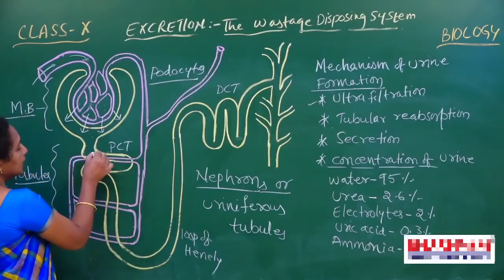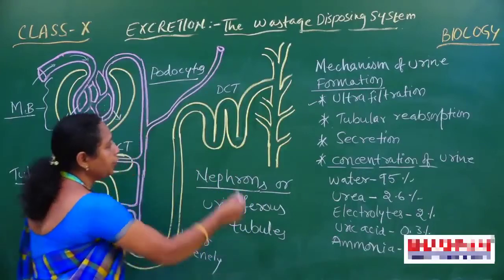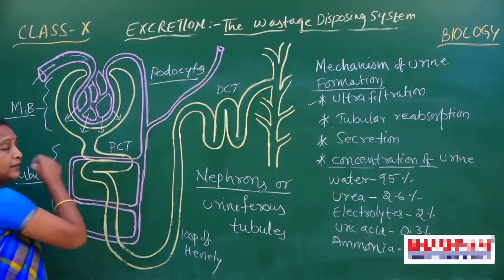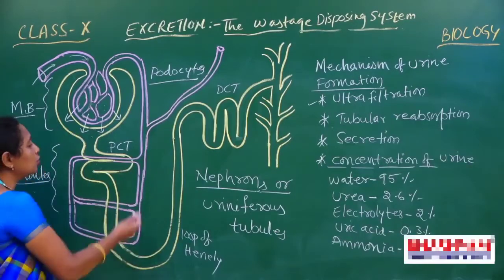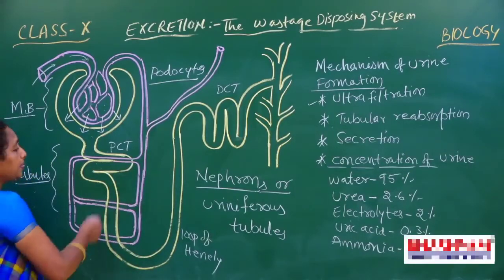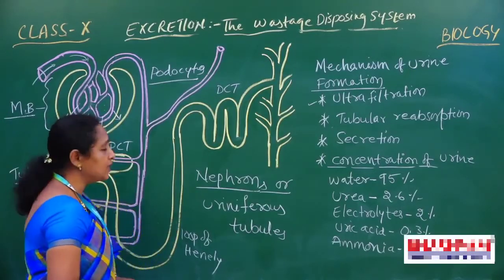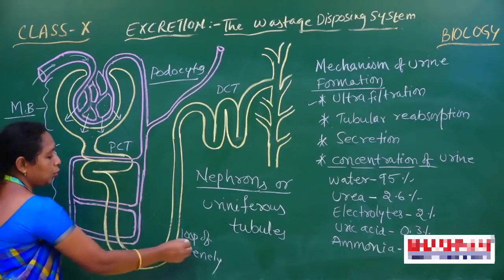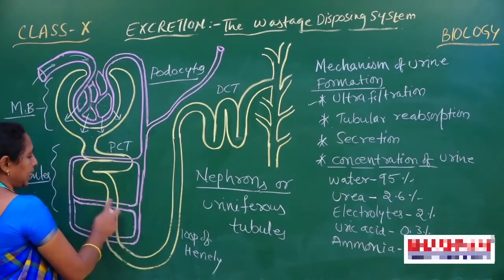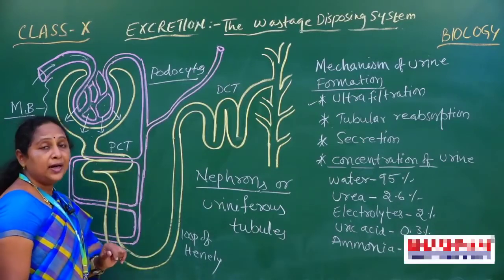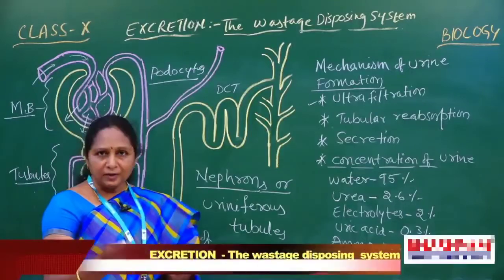So here the second step is tubular reabsorption. In tubular reabsorption, the 75% of water and a number of salts are reabsorbed. Then a very small amount of water and a few excess salts move into the loop of Henle. The loop of Henle is surrounded by a number of peritubular capillaries. Peritubular capillaries are nothing but blood vessels only.